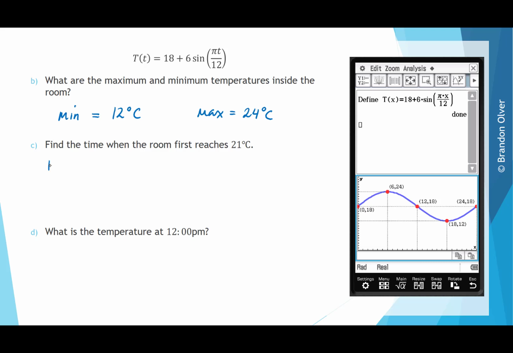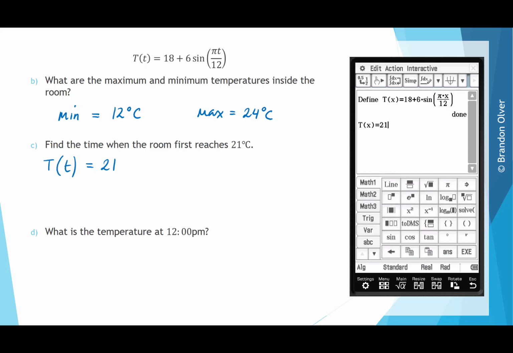For part C, we're asked to find the time when the room first reaches 21 degrees Celsius. We can interpret this as needing to solve the equation T(t) = 21 over the interval 0 to 24. To help solve that equation, we can drag down T of x and set that equal to 21. But we don't want to solve across all values of x, we just want to solve over our domain, so we can use this straight up and down line in Math 3 and say that x is greater than or equal to 0, but less than or equal to 24.